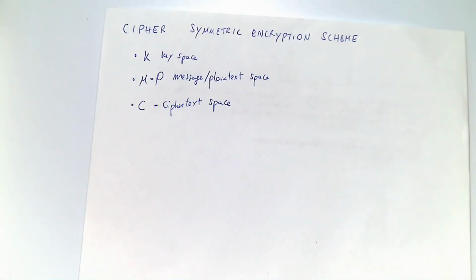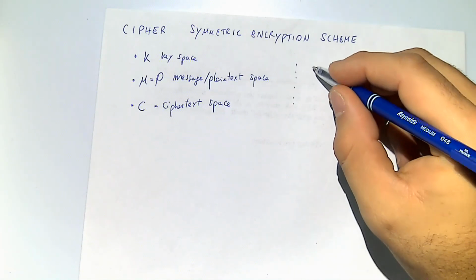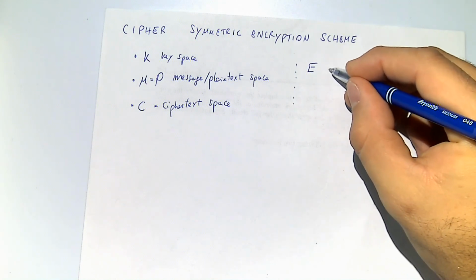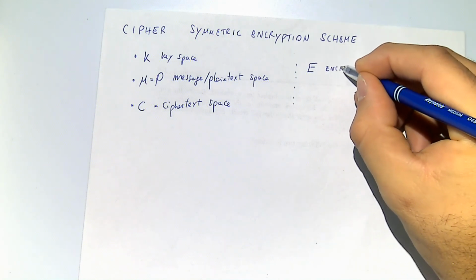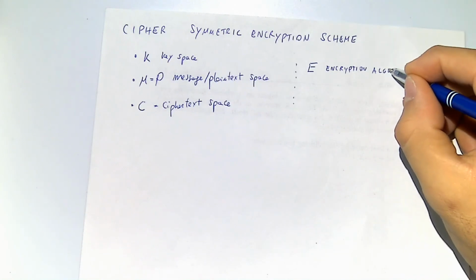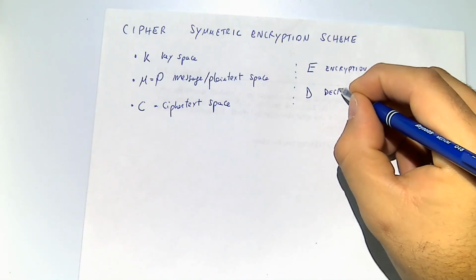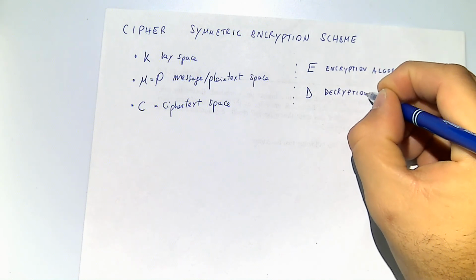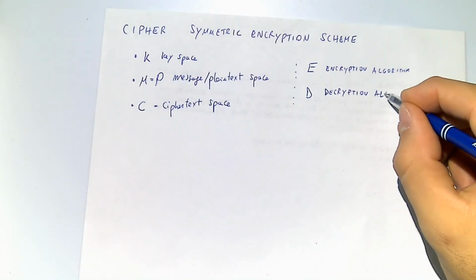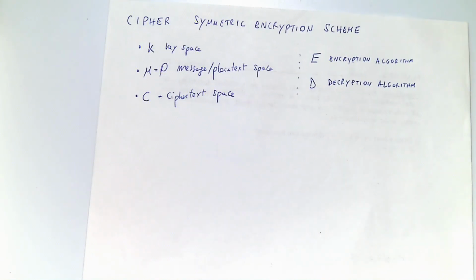Then we have an algorithm for encryption, let's say E, which is an encryption algorithm, and a decryption algorithm, D. This is the formal structure of an encryption scheme. Now we know what a symmetric encryption scheme is.